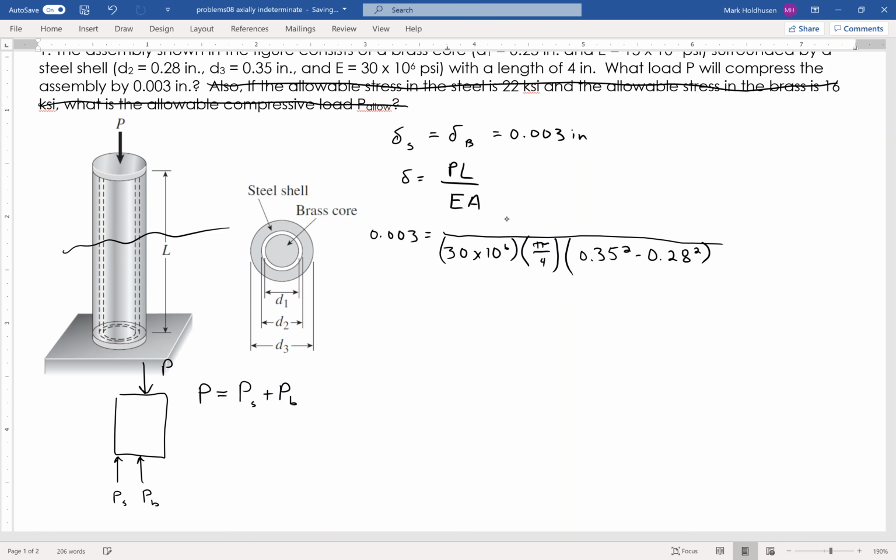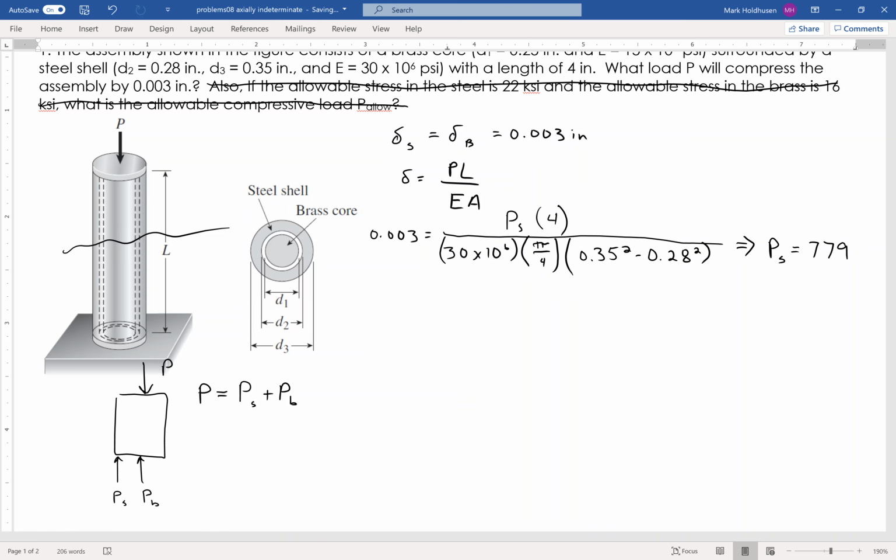Now I don't know the load. That's what I'm trying to find. The load of the steel is what I'm trying to determine, and the length is 4 inches, right? So from this, I can learn that the force in the steel has to be 779 pounds to get that steel to deflect 0.003 inches.